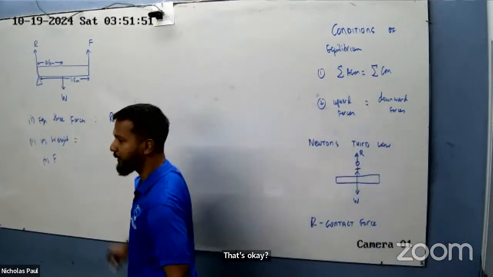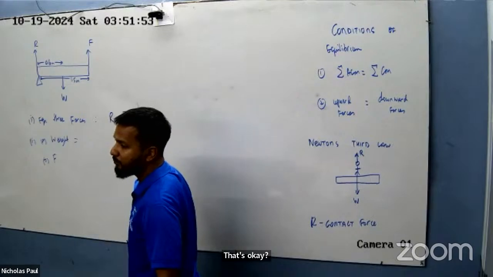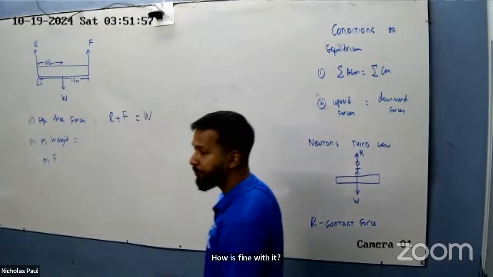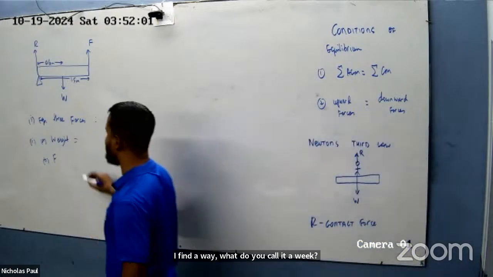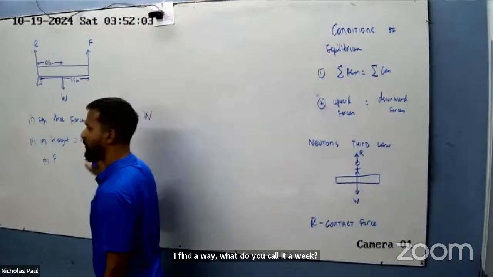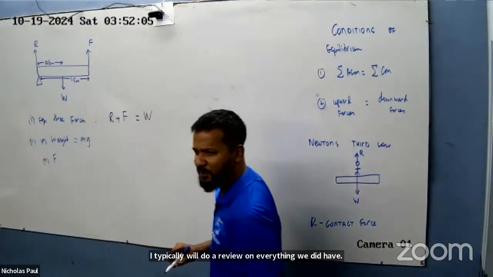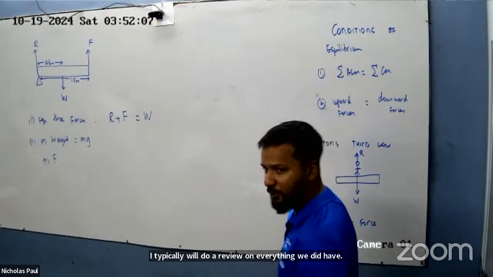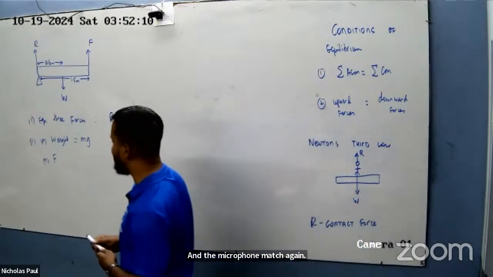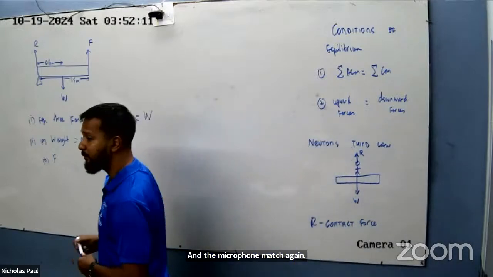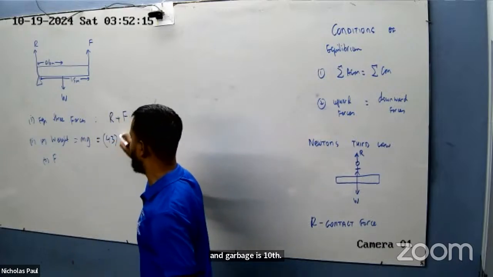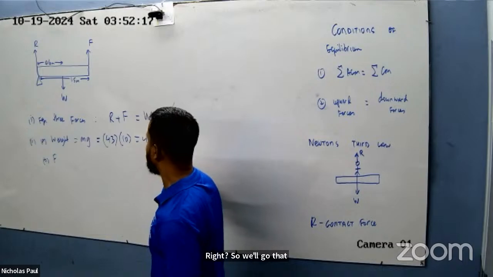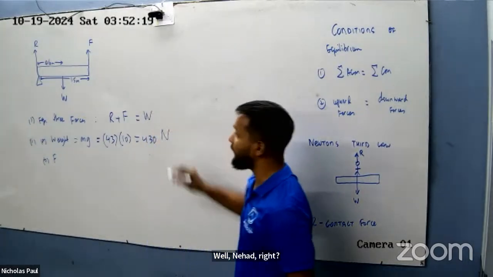How do you find weight? Mass by gravity. Next week we'll do a review on everything we did. And the mass is how much again? Mass was 43, and gravity is 10. So work out that. You do that in your head, right? So that's 430 newtons.